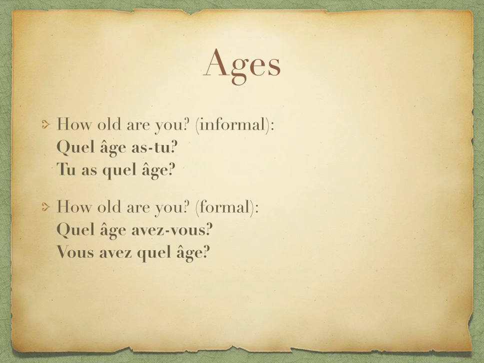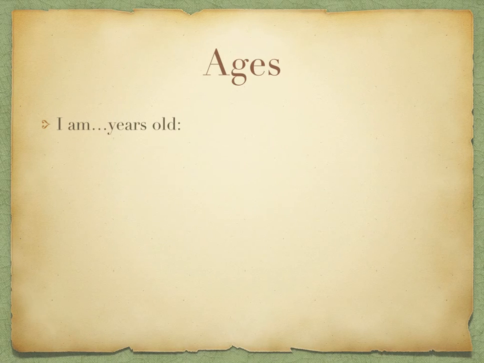In order to answer, it's super easy. There's only one possible way to answer this. J'ai, however many, ans. Remember, we don't pronounce our S, and AN is a nasal sound, so you'll have j'ai, for example, j'ai 14 ans. It's all just one sound, even though it's three letters.